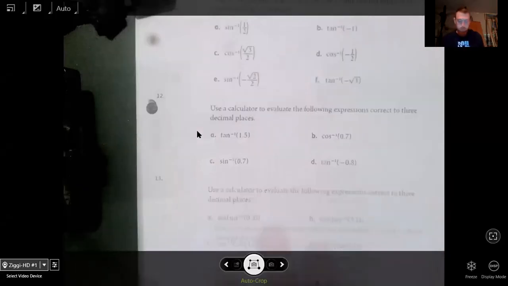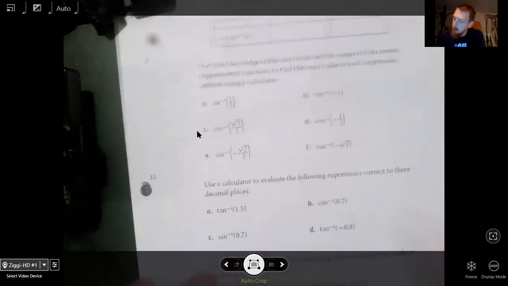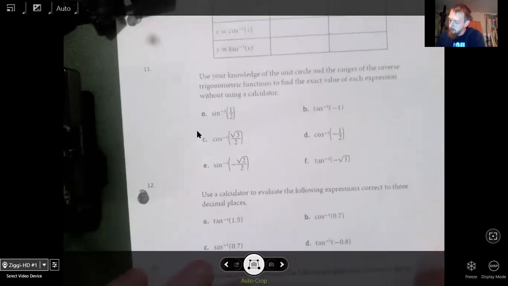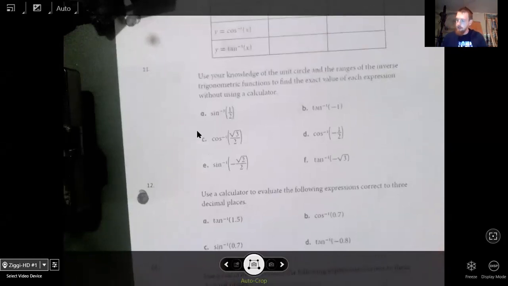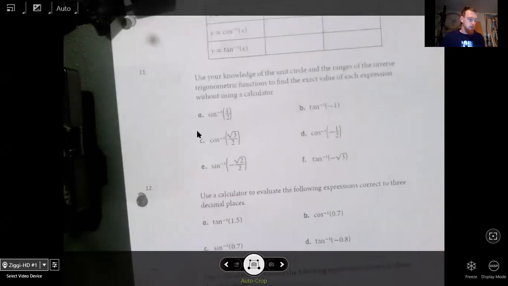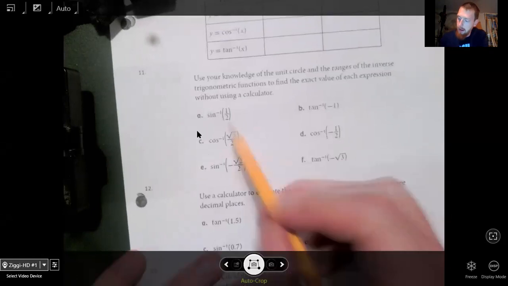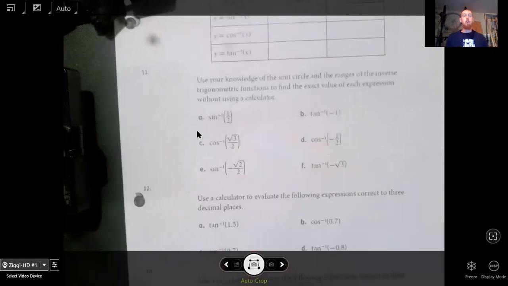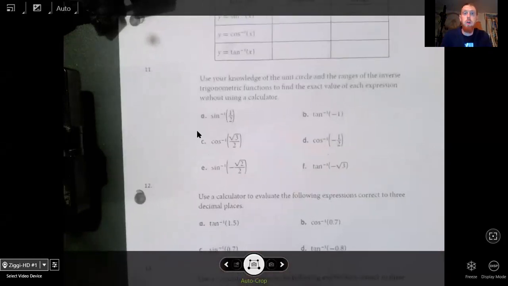So let's look at number 10 on your notes. It says, use your knowledge of the unit circle and the ranges of the inverse trigonometric functions to find the exact value of each expression without using the calculator. All right, so let's start with part A, inverse sine of 1/2. Let's think, where are all the places on the unit circle where sine is positive 1/2?